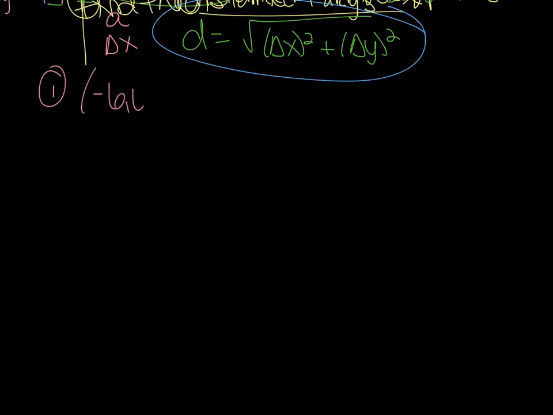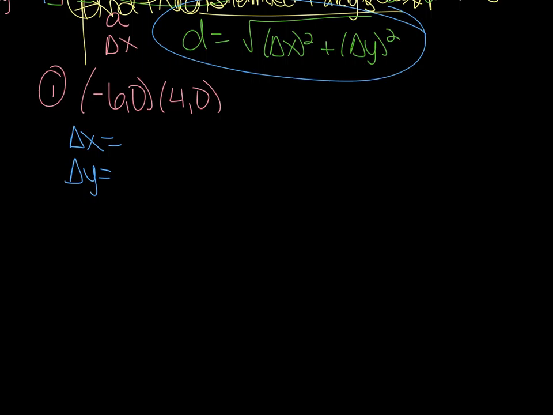I have the points negative 6, 0, and 4, 0. Well, for the distance formula, I need two things to plug in: the change in x and the change in y. So that's the first thing we're going to find. We're going to find the change in x. We're going to find the change in y.